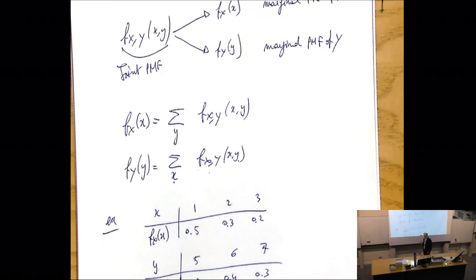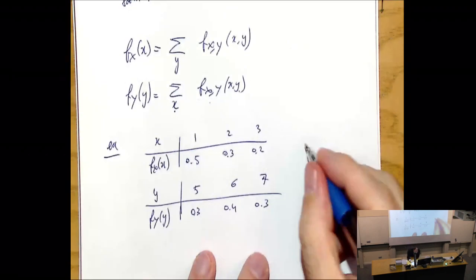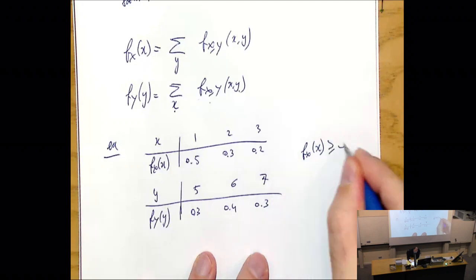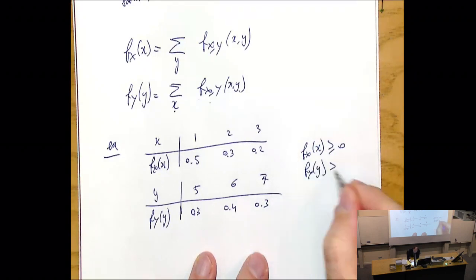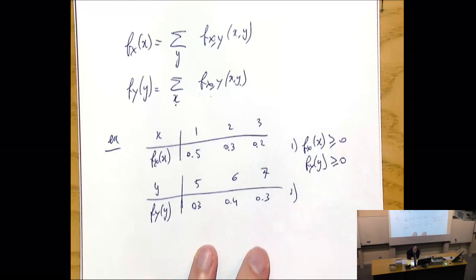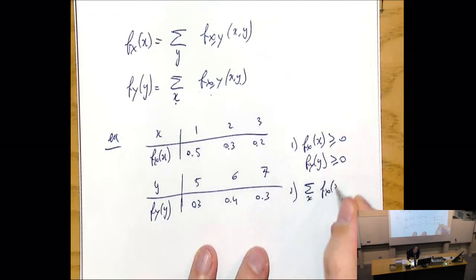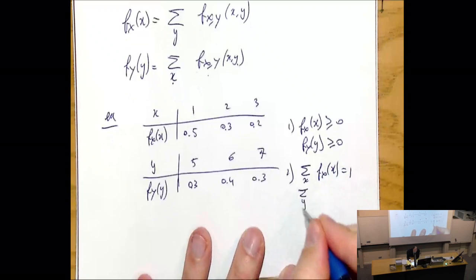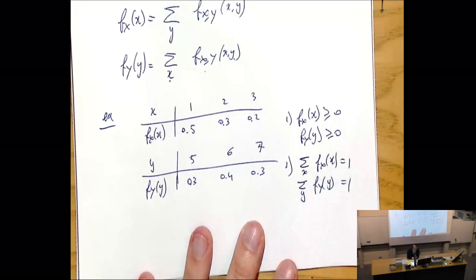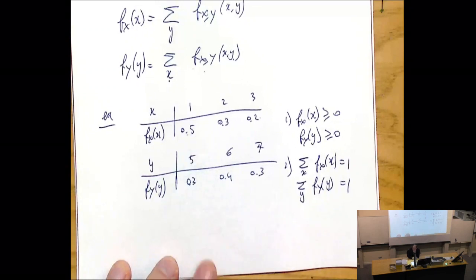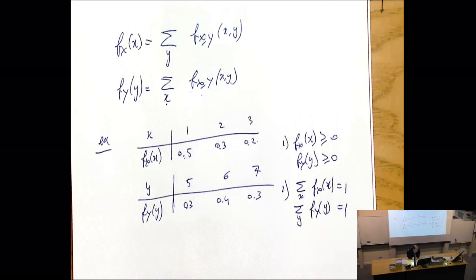They're still PMFs. They have to satisfy those properties. So f_X of x has to be non-negative, and f_Y of y has to be non-negative. That's the first condition. The second one: the sum over x of this PMF has to be equal to 1, and the sum over y of this marginal has to be equal to 1. And that's what you see. The sum is equal to 1. So those are indeed valid marginal probability mass functions. Okay, so with this, I think we have the main tools to play with discrete random variables.